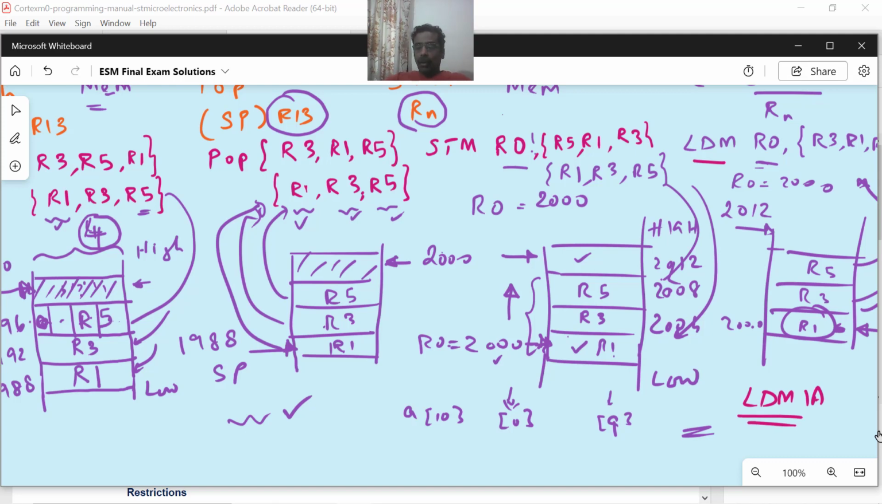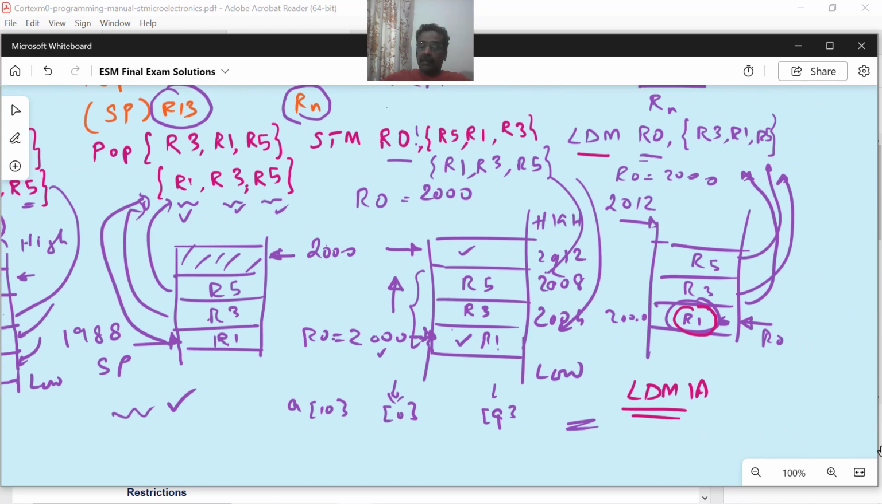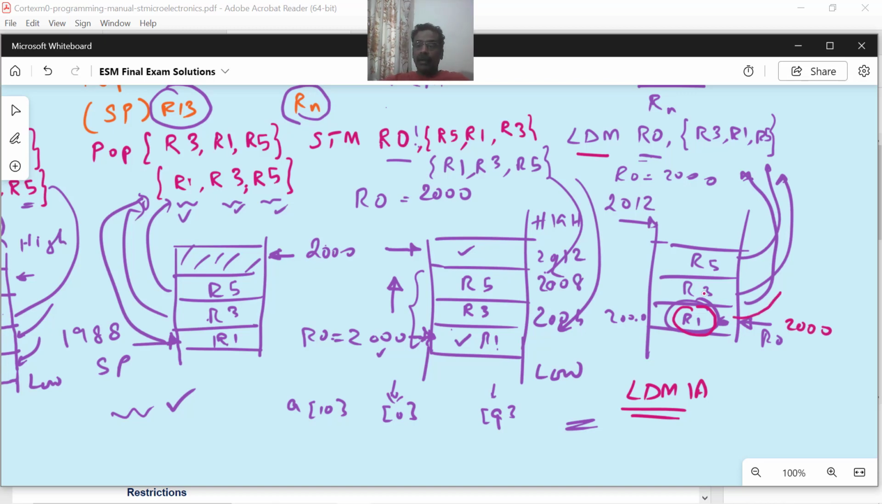That means what? You are loading. Suppose now I told you that LDM is... R0 is pointing at 2000. You are going to load this value into R1, and then you are going to increment it by 4 after loading this value into R1, and then you are going to increment R3 to 2008. You understood what is LDM increment after?